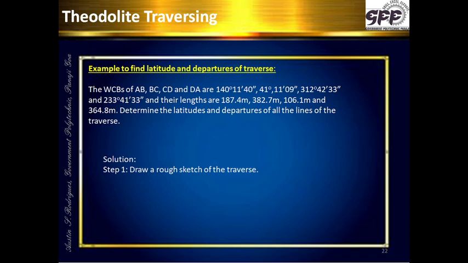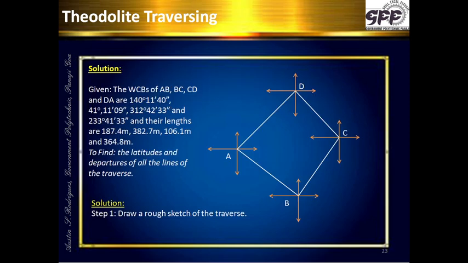For simplicity, we will draw a rough sketch of the traverse. Drawing a rough sketch of the traverse will make it easier for us to understand what is latitude, what is its magnitude, how we are deriving it, and the other things. So let us start with it. So solution, we have drawn a rough sketch.